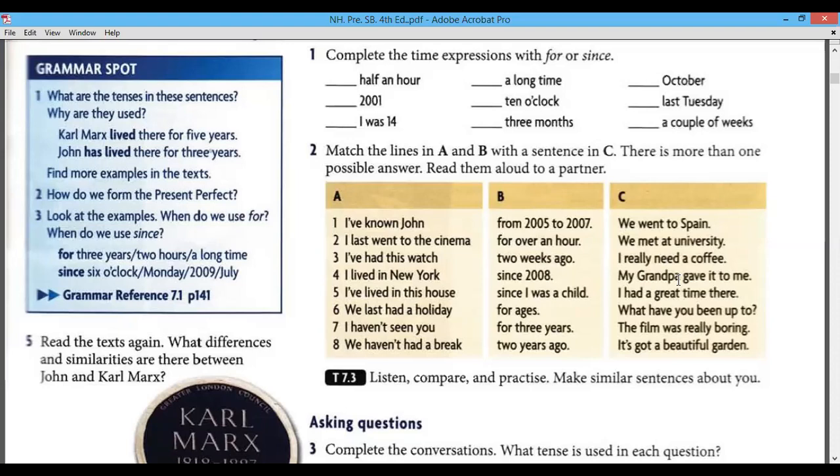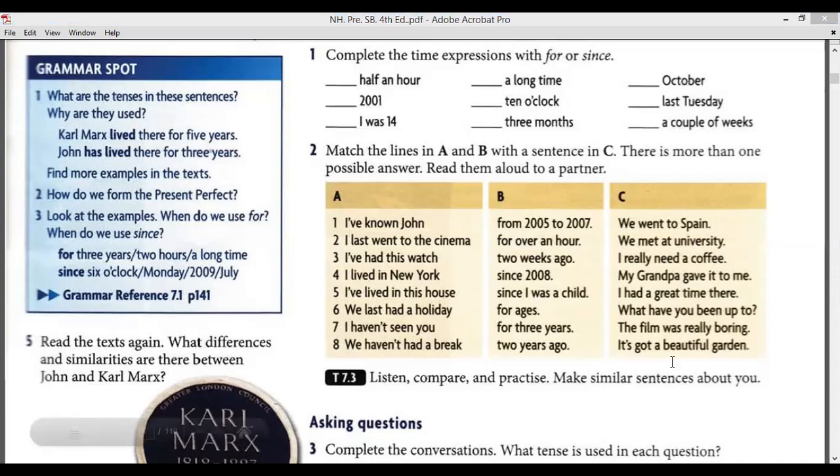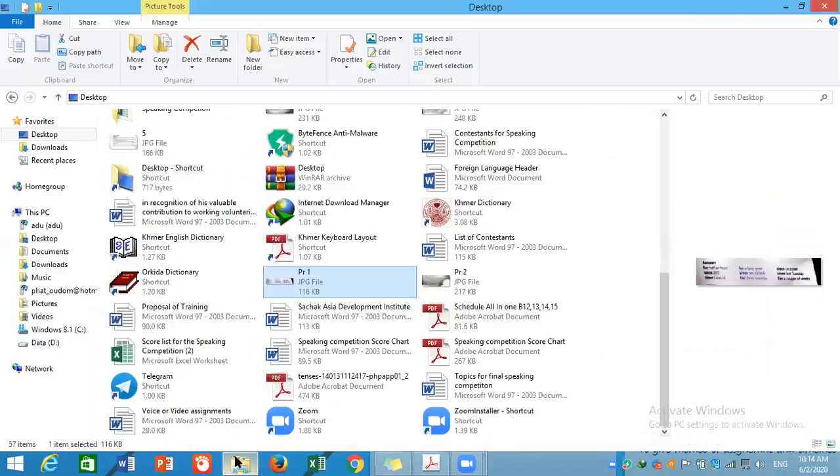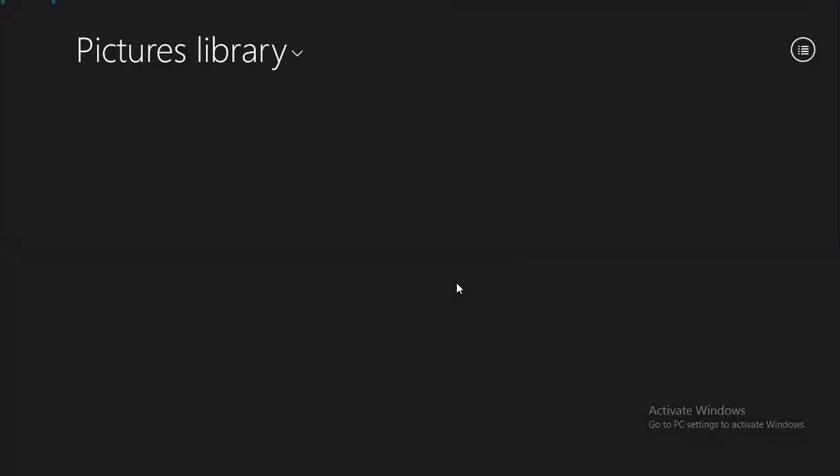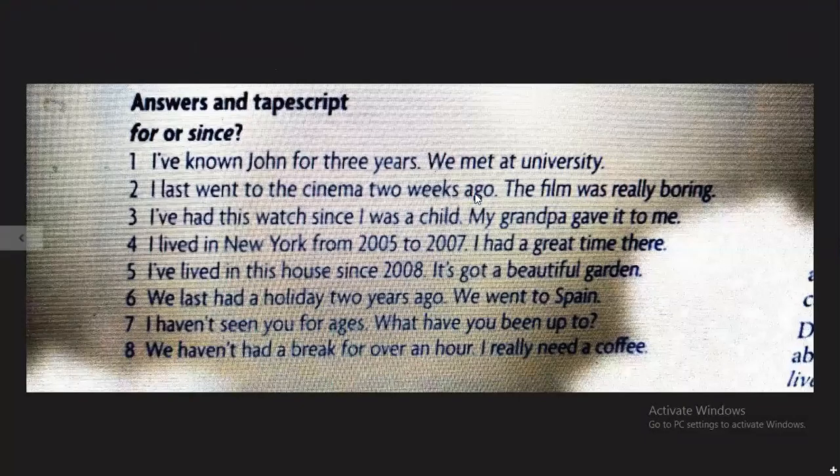Now I hope you've all got the correct answers. Let's take the answers in words with me. Here we go. Please check these answers and write them into your book or match them in your book. I will send the listening audio.